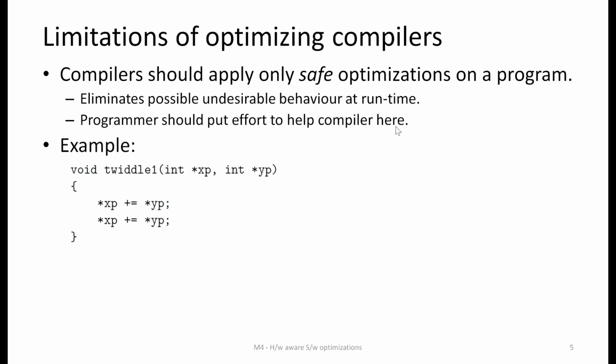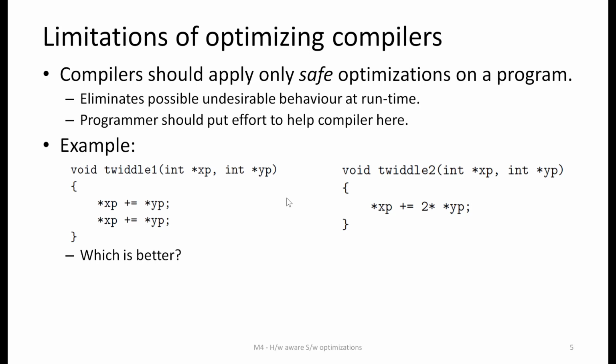Let's look at an example. Here we have Twiddle1 routine. It has two integer pointers, xp and yp, and all it's doing is it's incrementing xp by yp twice. Now we can probably replace it with another function twiddle2, where we are directly incrementing the xp by twice yp instead of doing in two steps. So if we eventually run this program, probably twiddle2 would run slightly faster than twiddle1.